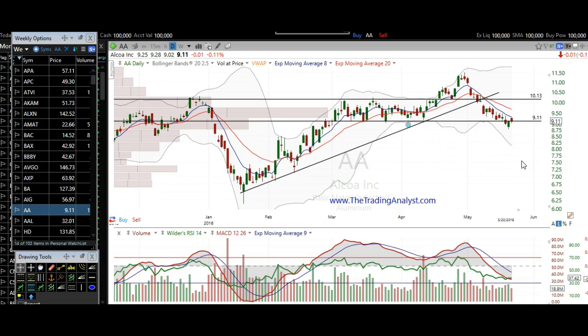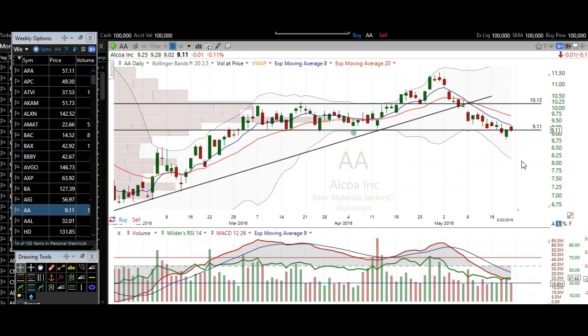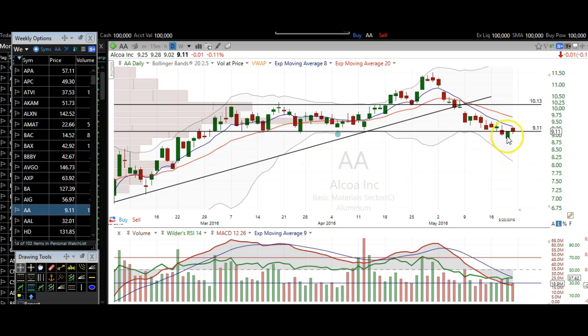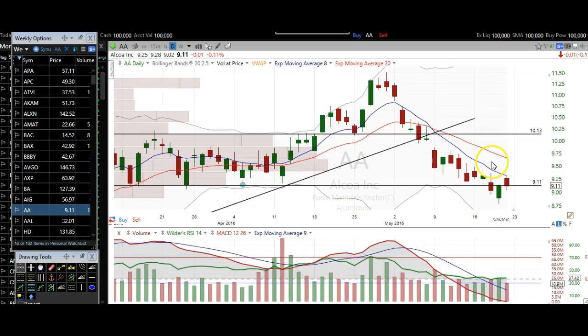Next, I want to cover Alcoa, AA. We broke below this key support at about 911 right here. And as you can see, this is the candle that broke through it. This candle tried to break back above it, but couldn't. This candle tried to break back above it, but couldn't. We gapped up and then ended up closing right below that support, which is now resistance. So as long as that happens, we're going to continue lower. If we end up closing above 911, then we can head higher, potentially fill this gap up here.